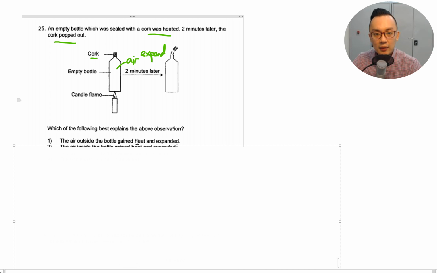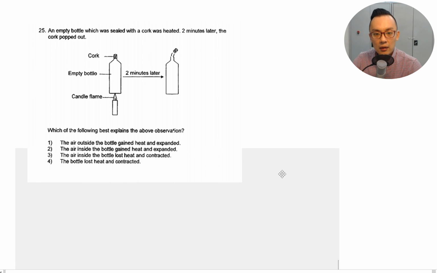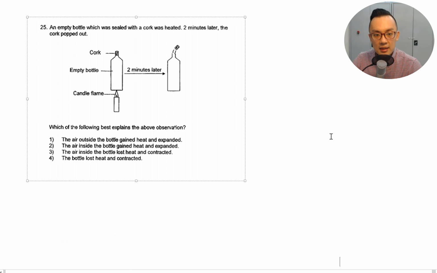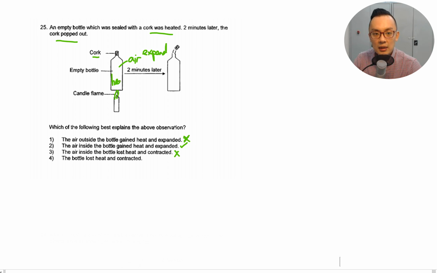Which of the following best explains the above observation? The air outside the bottle gained heat and expanded. Is this correct? Nope, this is not correct, because it's not the air that gained heat. The air inside the bottle gained heat and expanded. That is correct. The air inside the bottle lost heat and contracted is not correct, because there is a candle flame here, so there will be heat transferred. The bottle lost heat and contracted. That's not correct, because there's a candle flame there. So the answer is number 2.